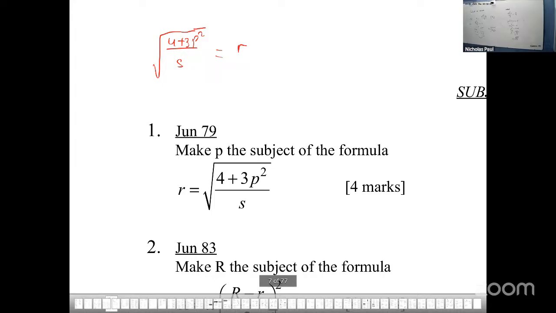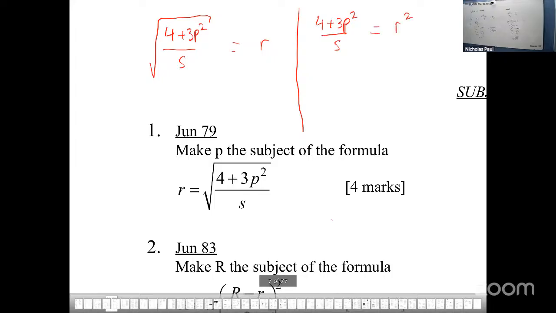Hold on, let me write that a little bit bigger. Please get in the habit of writing whatever you want to make the subject of the formula on the left hand side. The first step is to remove this square root. How are you doing that? Square both sides, and you will end up with 4 plus 3p squared on S is equal to r squared. Now it should be easy. Try and finish that for me. Try to make p the subject.